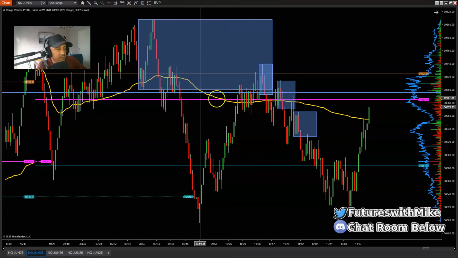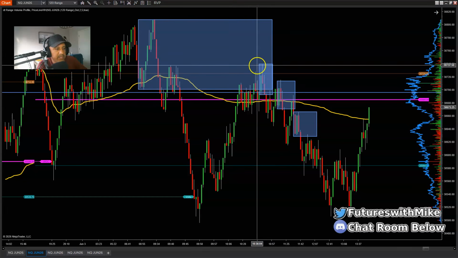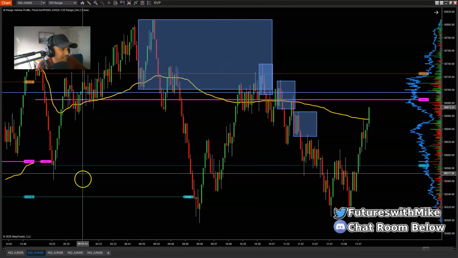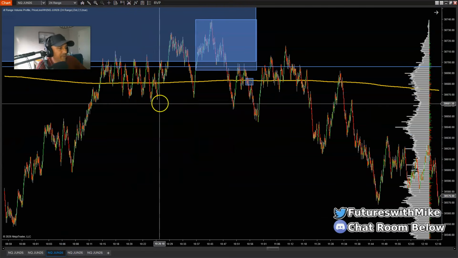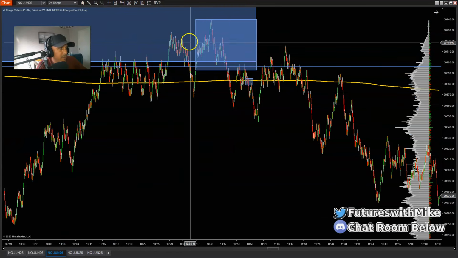So we got the 320 range supply zone, a 120 supply zone, and now we're just looking for a supply zone setup on the 24 range. Again, like I said from the beginning, we want all the charts to be in alignment with one another and all of them to be tapped into an area of supply to continue taking the trade to the downside. So now if we move down to the 24 range chart, you can see 320, 120.